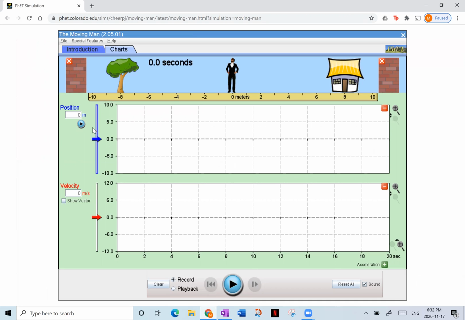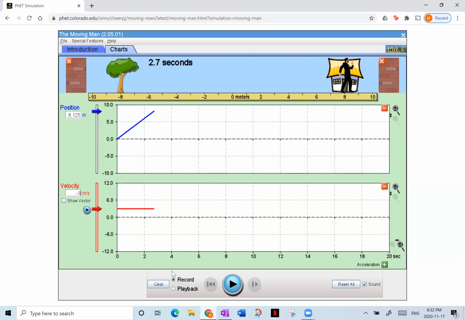All right, so what I'm going to do is set a velocity of 3 meters per second, let's say. I'm going to press play. When he gets to the house, I'm going to press pause. Pause it there. Now to get back to the starting point, I'm going to change his velocity to -3.